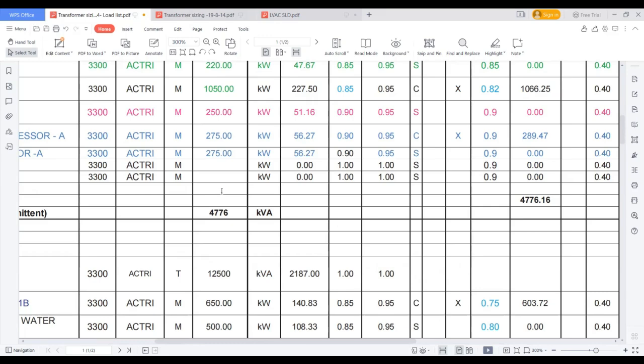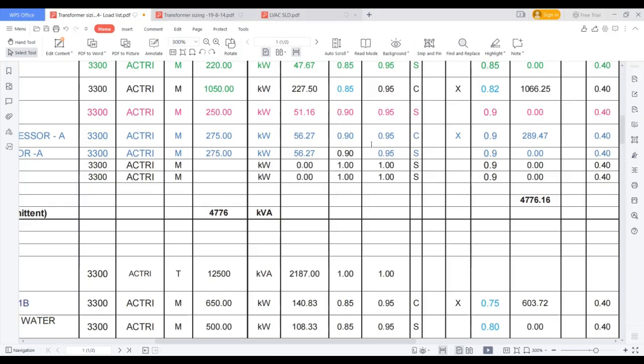So maximum demand is different, and total connected load is different. What is the total connected load? I placed a 5 kilowatt machine, but it is operating at 4 kilowatt only. The supply, the needed power, that is a connected load. 5 kilowatt is the connected load. 4 kilowatt is the maximum demand.